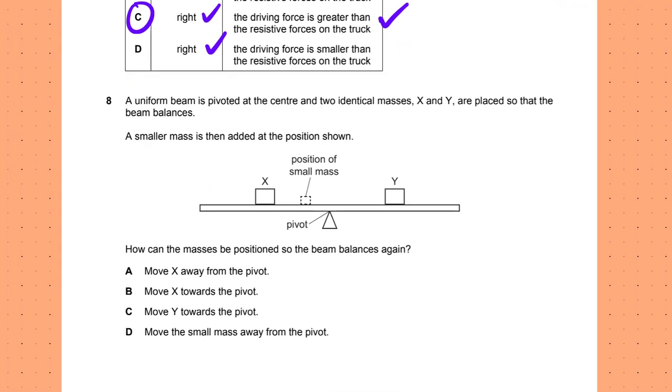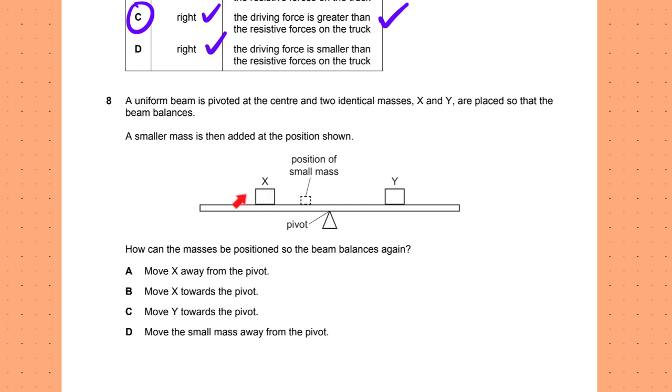All right, question number 8. A uniform beam is pivoted at the center and two identical masses x and y are placed so that the beam balances. A smaller mass is then added at the position shown. How can the masses be positioned so that the beam balances again? So if they were previously balanced, this means that there was no net moment. So the clockwise moment, because of its weight, equaled the anti-clockwise moment here. But now there's another anti-clockwise moment. So either I must decrease the anti-clockwise moment or I must increase the clockwise moment.